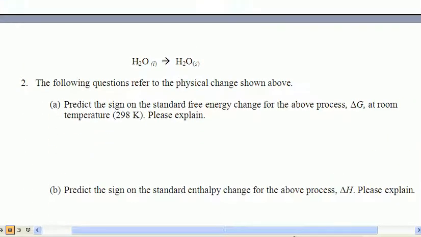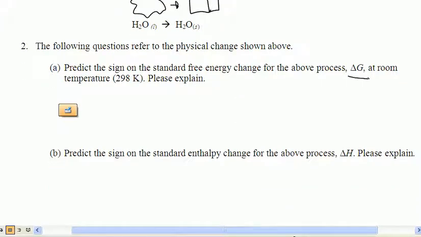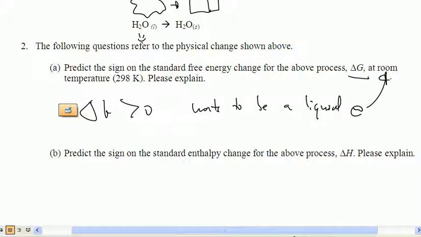Moving on to question number 2. Okay, they're showing us a phase change in this question. Here we got a puddle of water, and here we got a cube of water. Helps to draw out a picture. It's asking for delta G at room temperature. We know that water wants to be a liquid at room temperature. So the formation of freezing water at room temperature is going to be a non-spontaneous process. Okay, it wants to be a liquid at room temp.